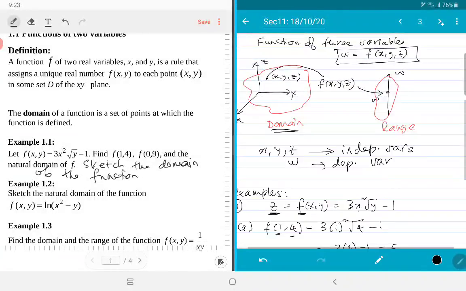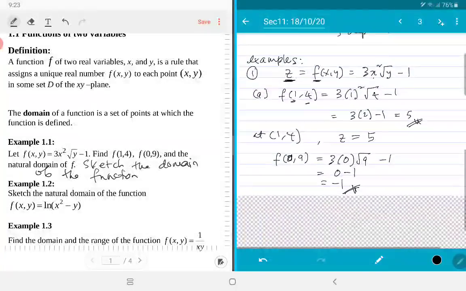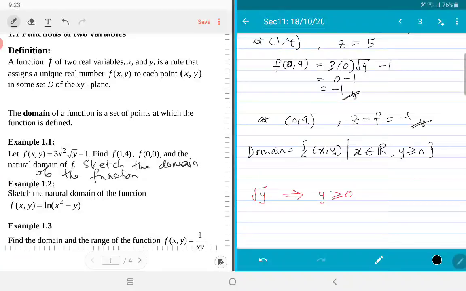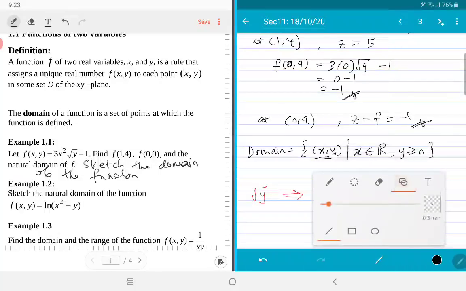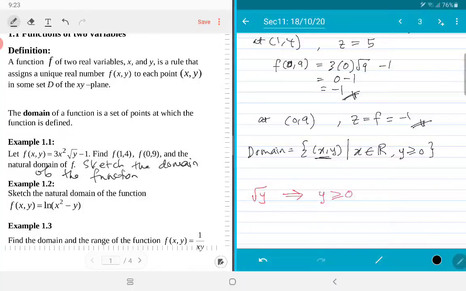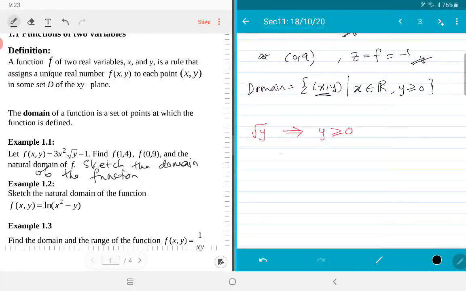So back to our example here. Our domain would be a set of points (x, y), where x can be any real number and y must be larger than or equal to 0. So our points would be on an xy plane, because it's in 2D. Right, so let's say here we have the y-axis and here we have the x-axis.